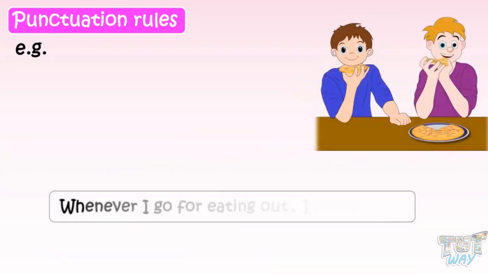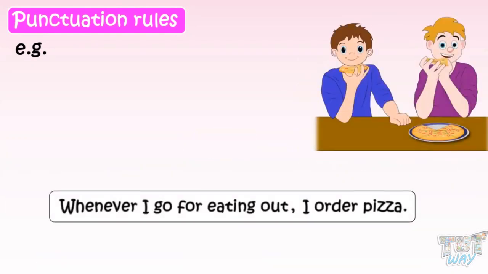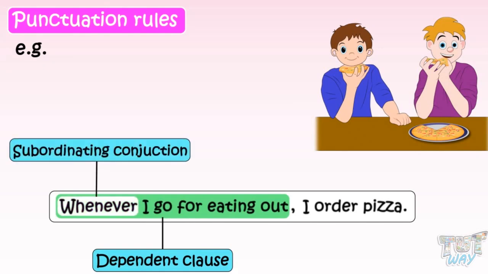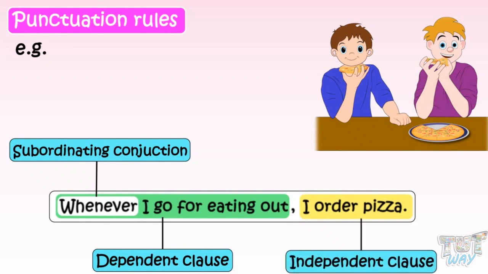Whenever I go for eating out, I order pizza. Here, whenever I go for eating out is a dependent clause, as it starts with the subordinating conjunction whenever. I order pizza is an independent clause which comes after the dependent clause. So, comma is used to separate the two clauses.